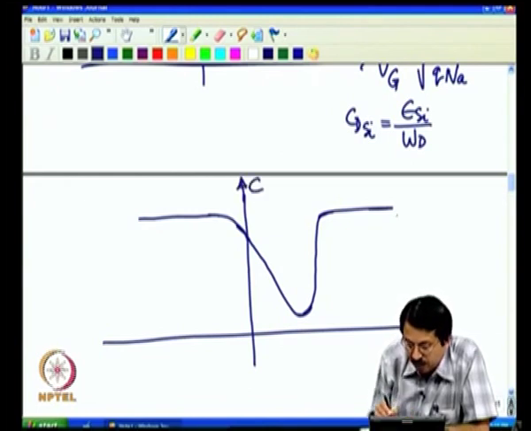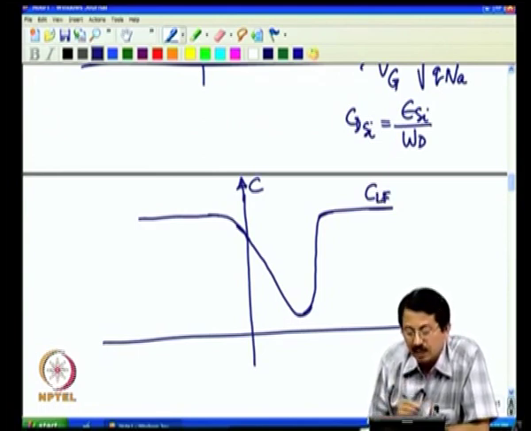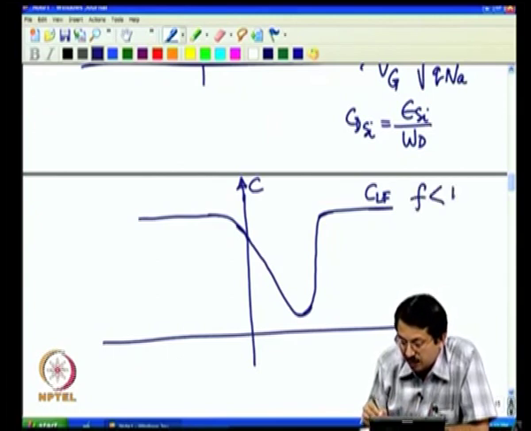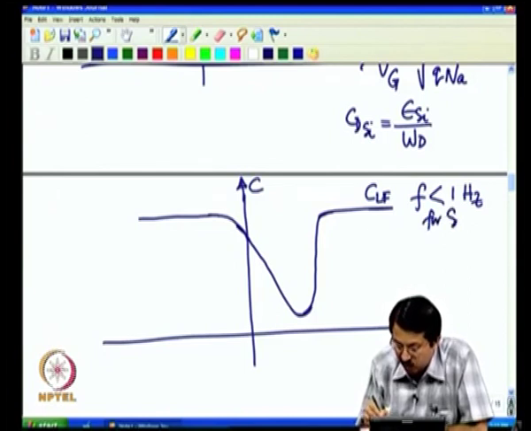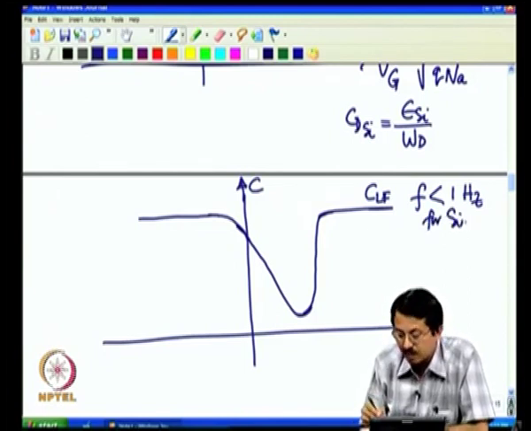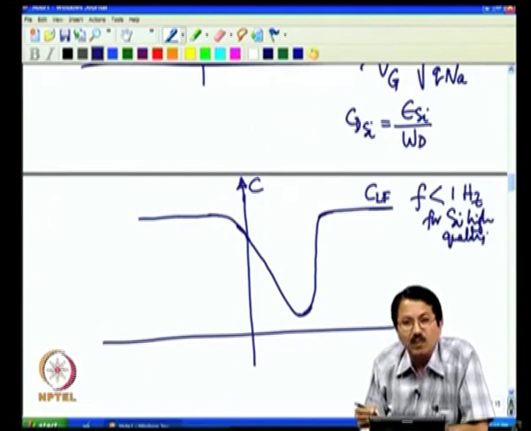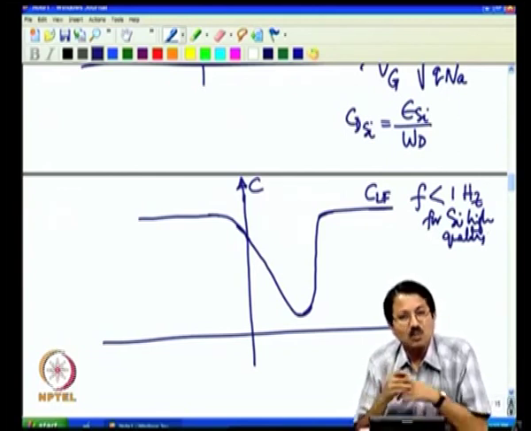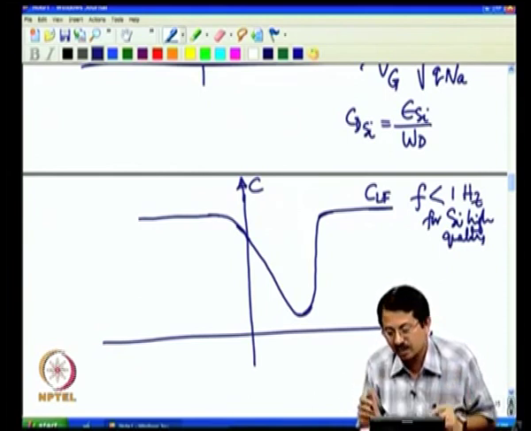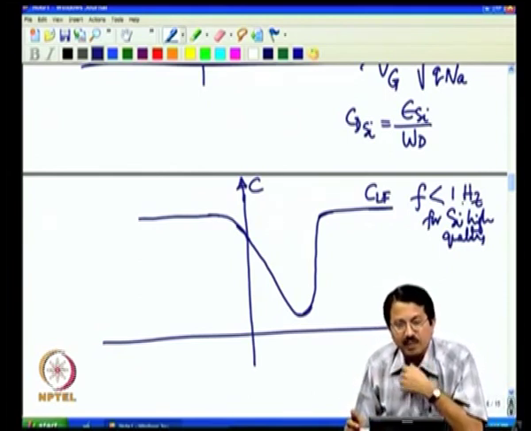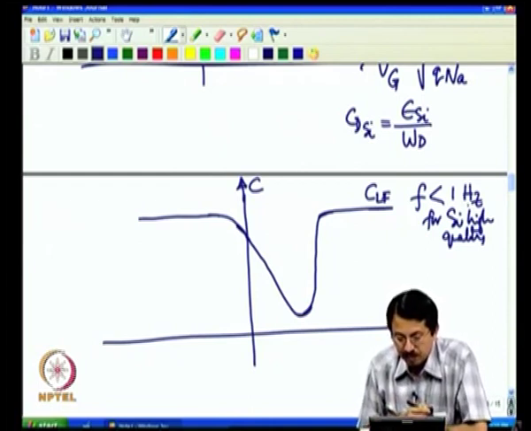So, here what you get is CLF, only under low frequency, and the frequency could be less than a hertz, very low frequency, for very good, high quality silicon. What I mean by high quality silicon is that it has no defects, it is a very pure silicon crystal. In that kind of silicon you really have to go to very low frequency.